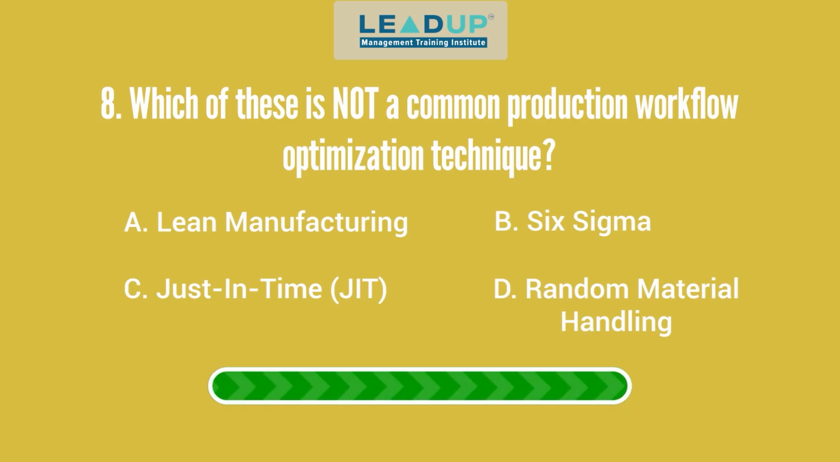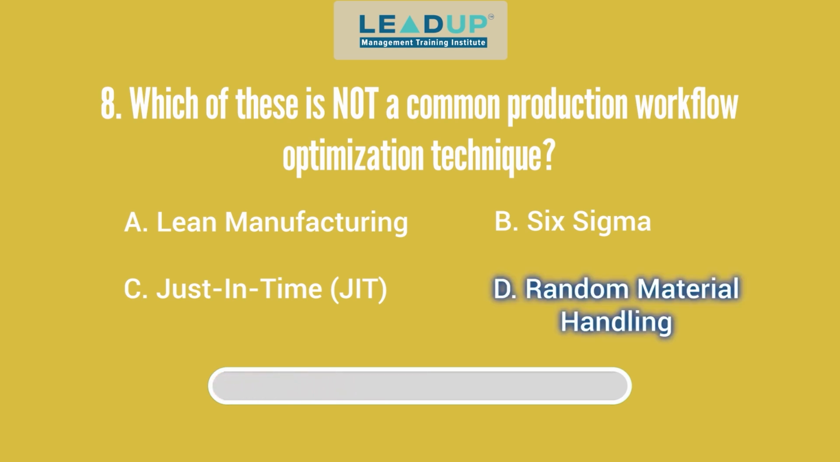Question 8. Which of these is not a common production workflow optimization technique? A. Lean manufacturing. B. Six Sigma. C. Just-in-time, JIT. And D. Random material handling. The answer is random material handling.